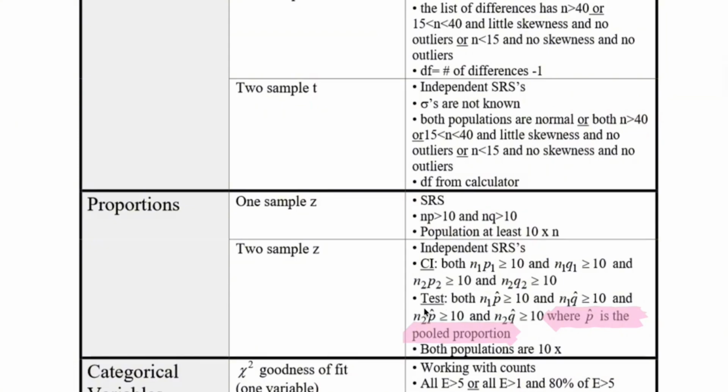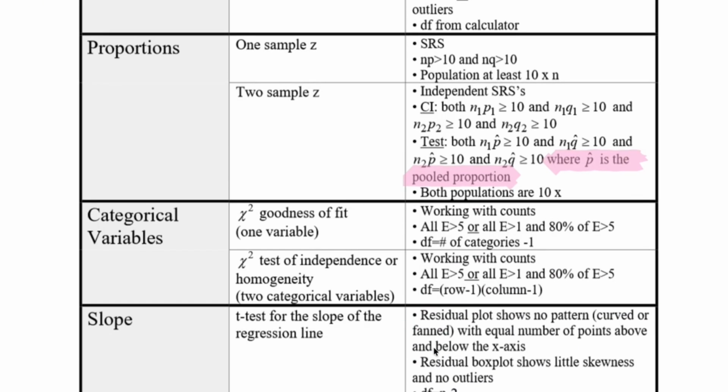When dealing with test, however, both n1p hat should be greater than or equal to 10, and n1q hat should be greater than or equal to 10. Same thing for the second sample, where p hat is the pooled proportion. And this is the only situation that we're going to use pooled proportion. Anywhere else, we don't use it. Both populations are 10x.